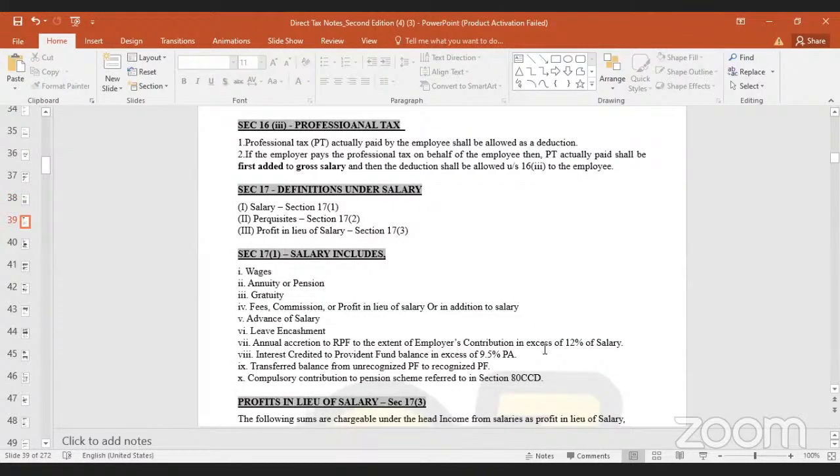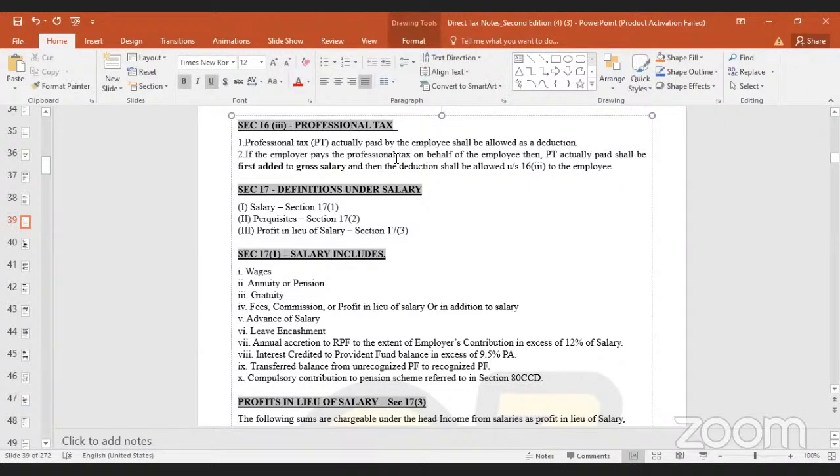Next is going to be professional tax. Professional tax, PT, is a state levy. Please remember that. Income tax is a central levy. Professional tax is levied by the state government. Professional tax will be paid by the employee, and sometimes it's paid by the employer also.